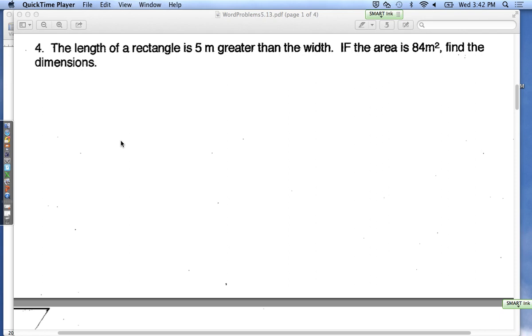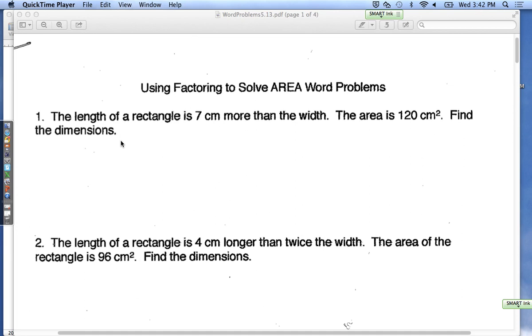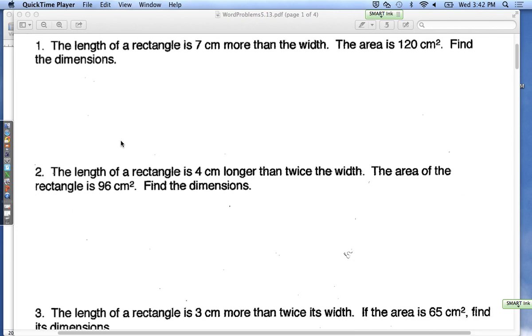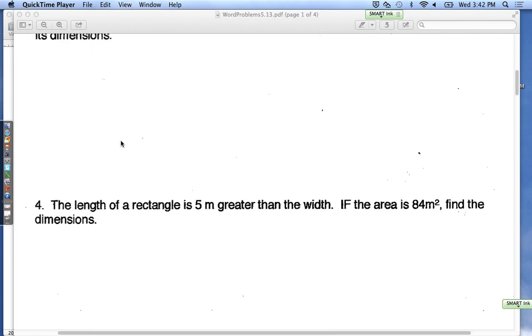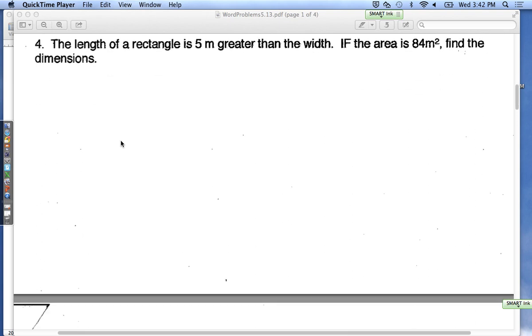This is number 4 from the notes from class on the notebook paper. The top of the page looks like this. We did 1, 2, and 3 in class. So on the video, I will do number 4.